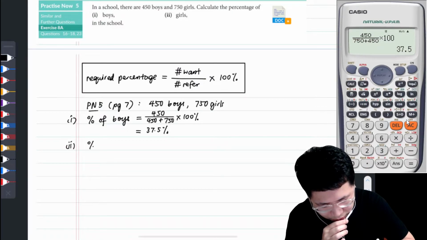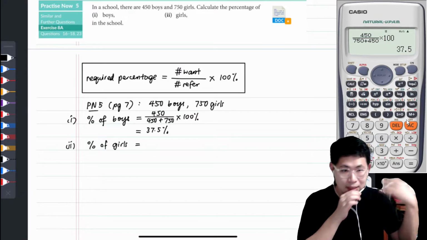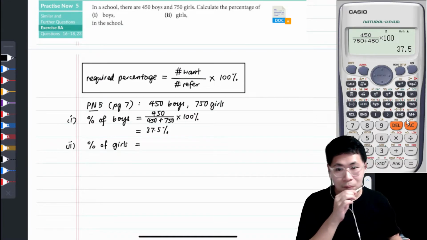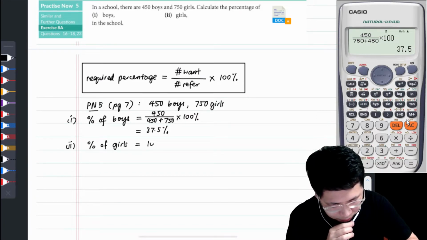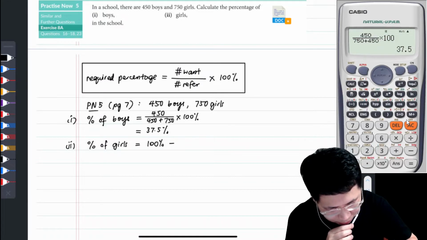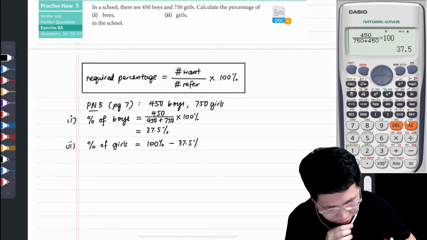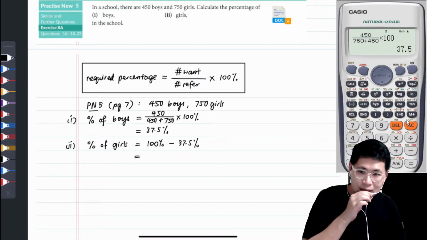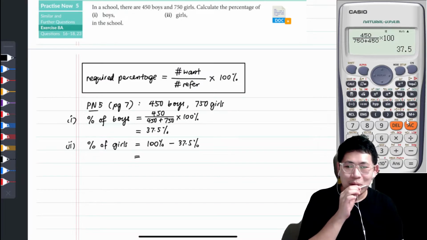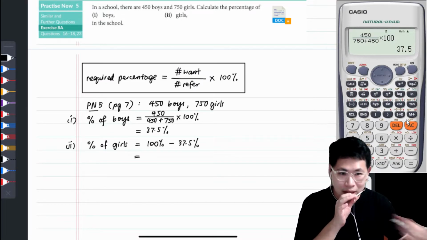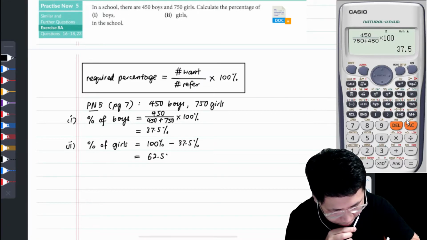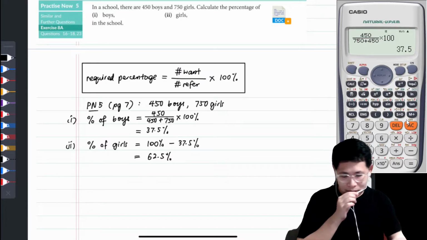Now, the percentage of girls, because it's very straightforward, do we need to do this whole fraction thing? We can, or we may not need to. We just look at the total, 100% minus the percentage of boys, because there are only these two cases. Unless there are 3-4 genders, then we will need to do a bit more calculation. But if it's either boys or girls, we can just minus straight away. So 100 minus this will be 62.5%.